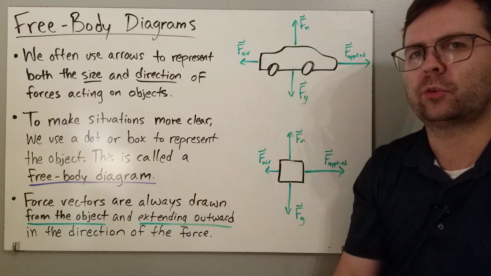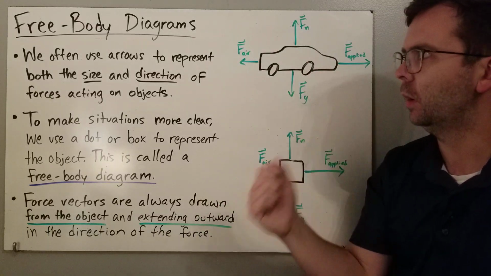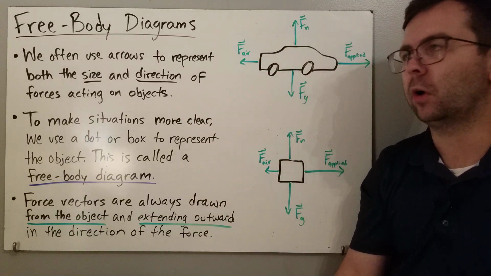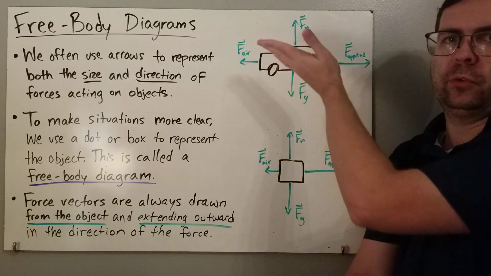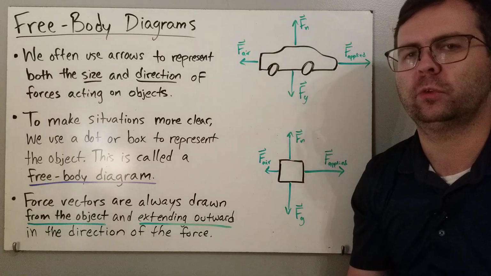This car is traveling to the right, and there's an applied force from the engine pushing it forward. There's also some air resistance against the car's motion. The car also has a weight from gravity, but the road also supports the car, so there's a normal force acting on it. So there's four forces shown here.